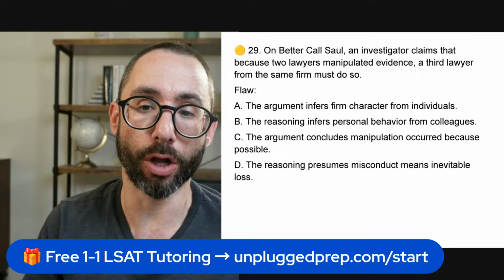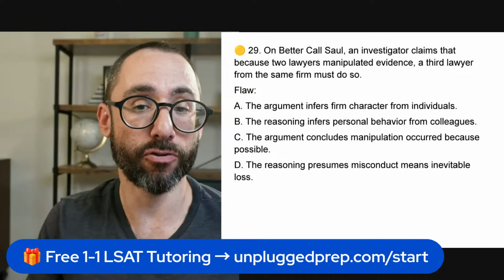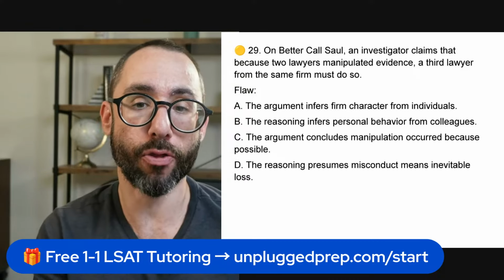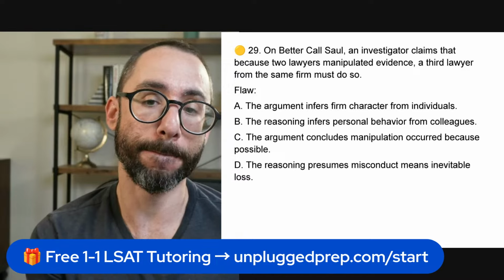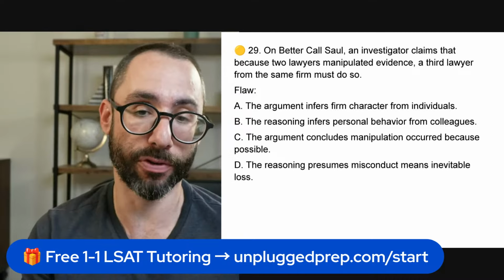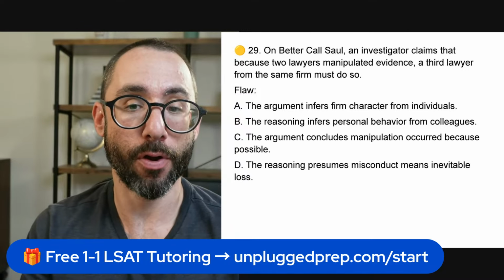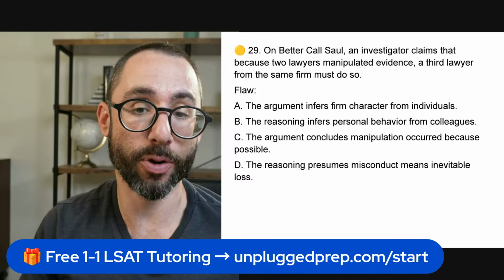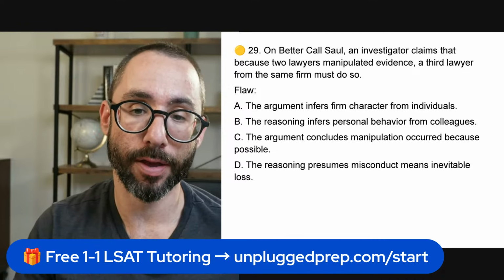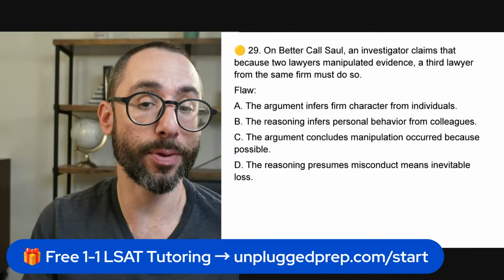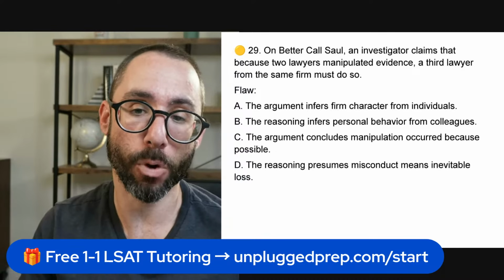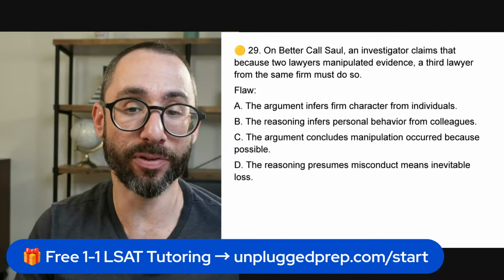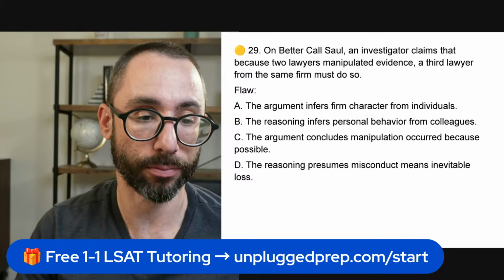On Better Call Saul, an investigator claims that because two lawyers manipulated evidence, a third lawyer from the same firm must do so as well. So what's the flaw? A, the argument infers firm character from individuals. B, the reasoning infers personal behavior from colleagues. C, the argument concludes manipulation occurred because it was possible. Or D, the reasoning presumes misconduct means inevitable loss.